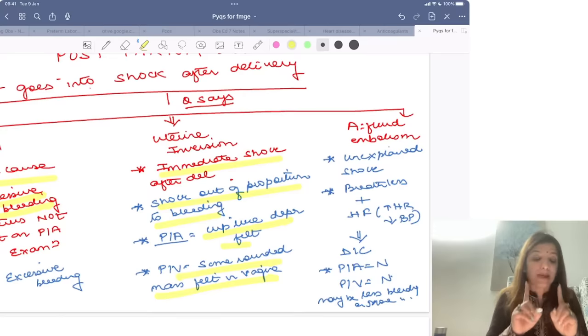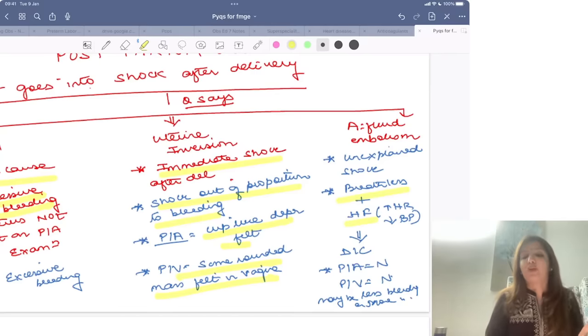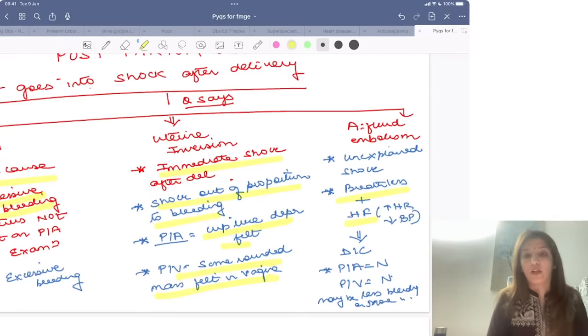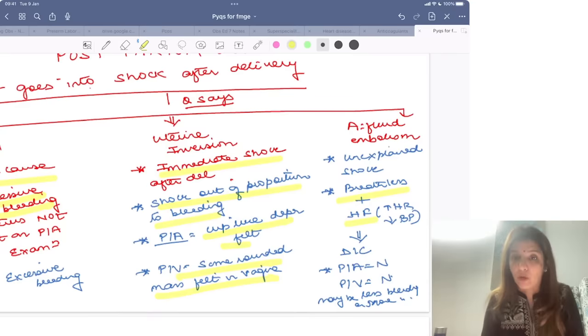Now there is one typical feature jo kisi bhi aur case mein nahi milta, keval amniotic fluid embolism mein milta hai, that is breathlessness. So in case of amniotic fluid embolism, you are going to get breathlessness and there is going to be heart failure. So agar question mein breathlessness ke saath heart failure ke features diye hain, definitely the answer is amniotic fluid embolism. Please remember, amniotic fluid embolism mein per abdominal examination normal hoga, per vaginal examination normal hoga.